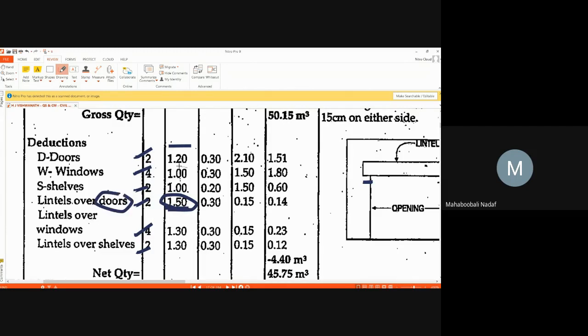Similarly, the window's length is 1, and the lintel is 1.3 because you are adding bearing on both sides. Similarly, for the shelf also, 1 is the length and again bearing. Is that clear? Calculation of lintel length. Is that clear?